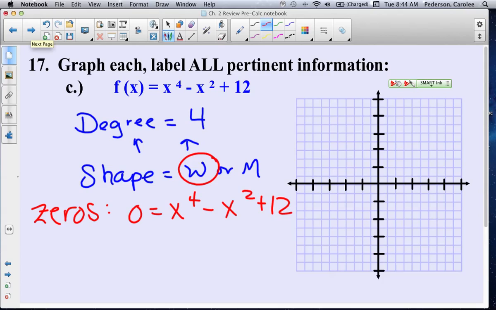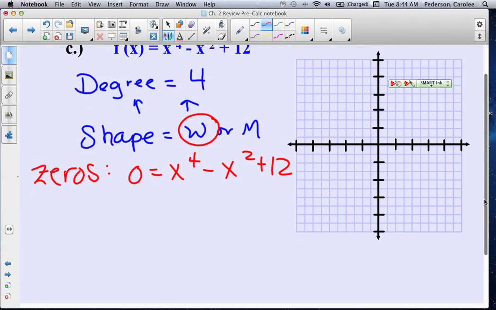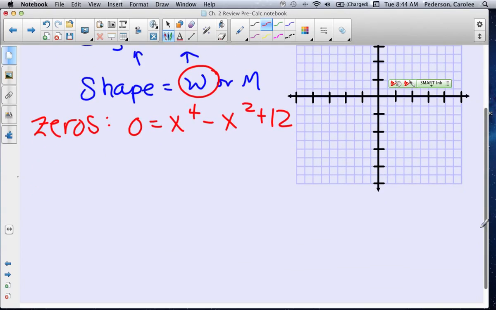We need to find the zeros of the function to find the x-intercepts. So let's start with the zeros. We set the function equal to 0 and we solve for x. How do you factor that? Can you split it up as an x squared and an x squared? Then are there factors of 12 that add to negative 1? 3 and negative 4?